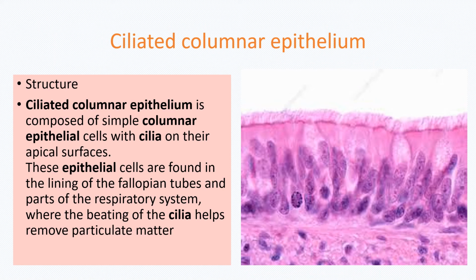Ciliated columnar epithelium. These tissues consist of long cells with cilia. Cilia are present at the top of each of these cells. These tissues are found in the lining of the trachea and bronchi for the movement of mucus.